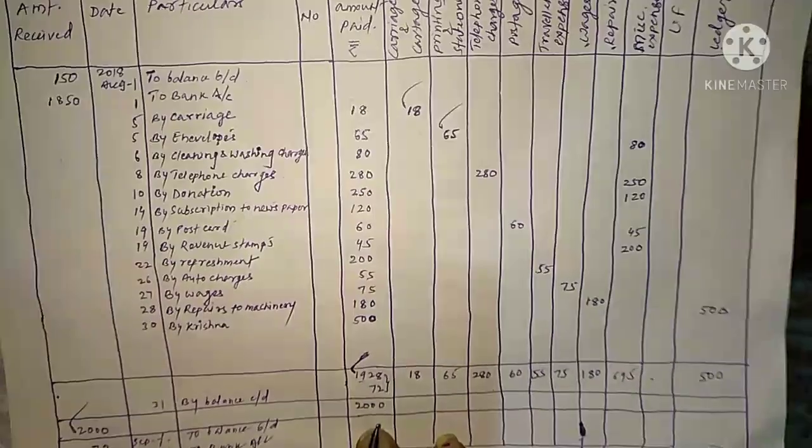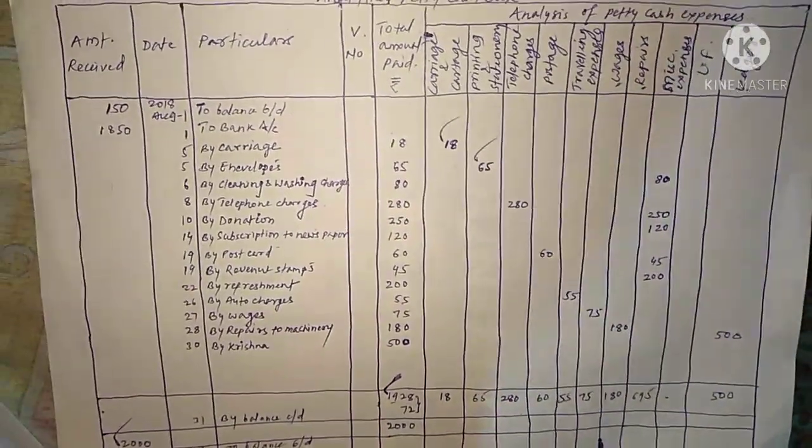So this is the analytical petty cash book. In the next lecture we will solve some new transactions.